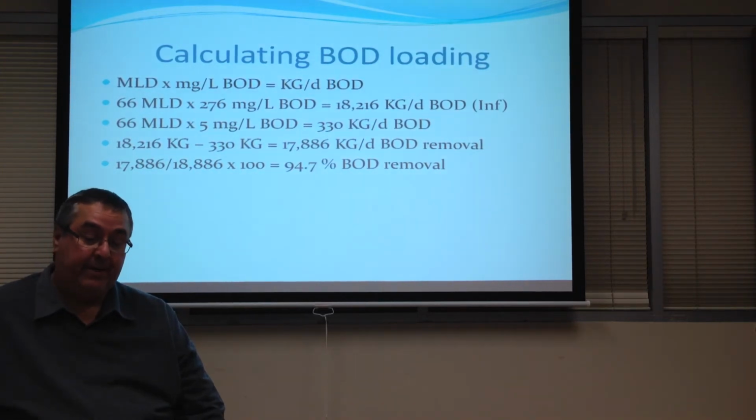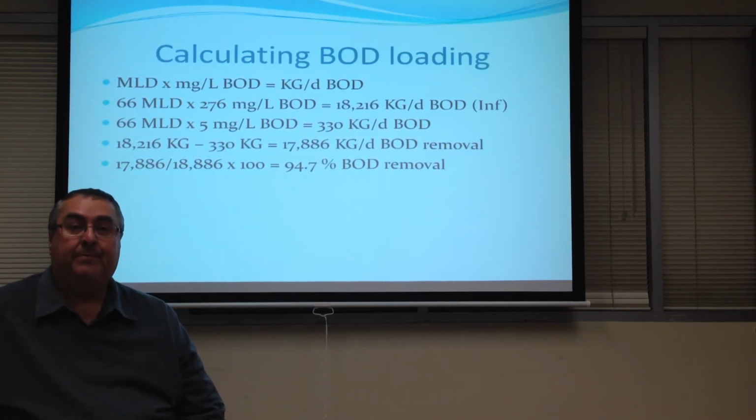To measure the effluent BOD, we multiply 66 million liters by 5 milligrams per liter of BOD, and we get 330 kilograms for that day, or 0.33 metric tons.